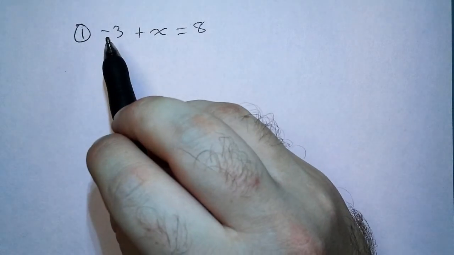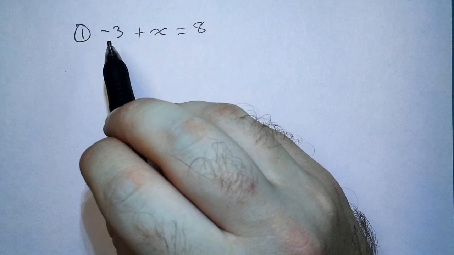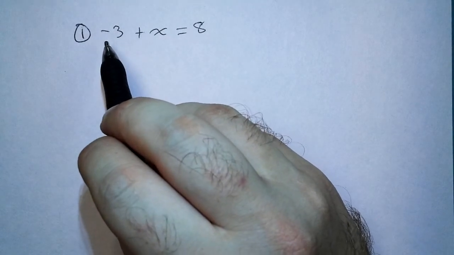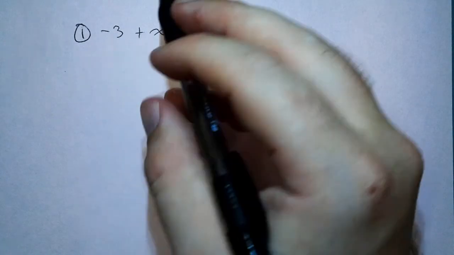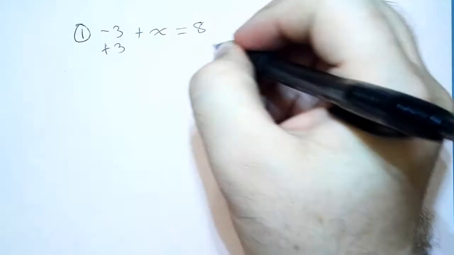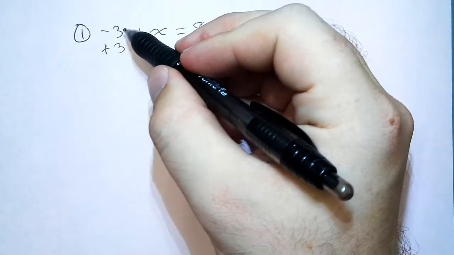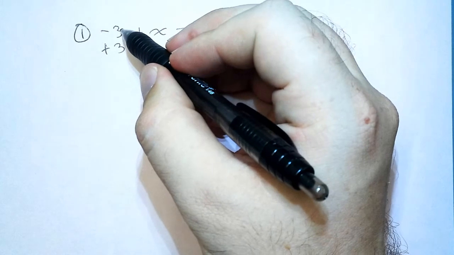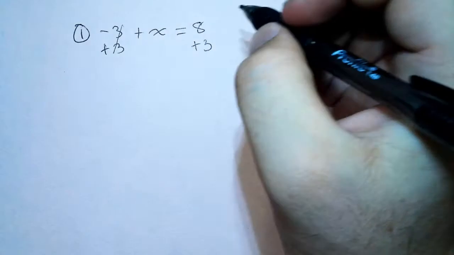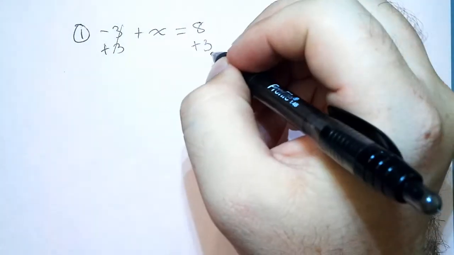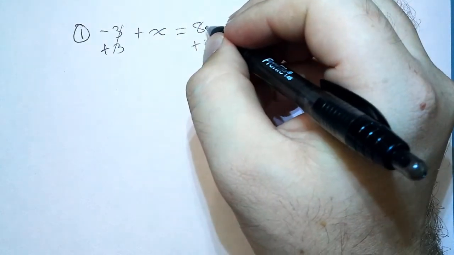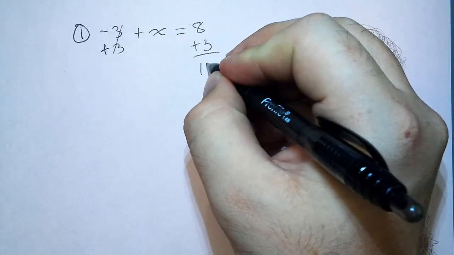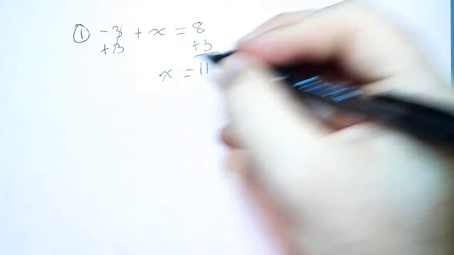To move anything from one side to the other, you use the opposite operation of what's given. So since this says negative, the opposite of a negative is a positive, because you want it to cancel out and go to 0. -3 plus 3 is 0. And then whatever you do on one side, you have to do on the other side of the equals. 8 plus 3 is 11. So I have my x equals 11.